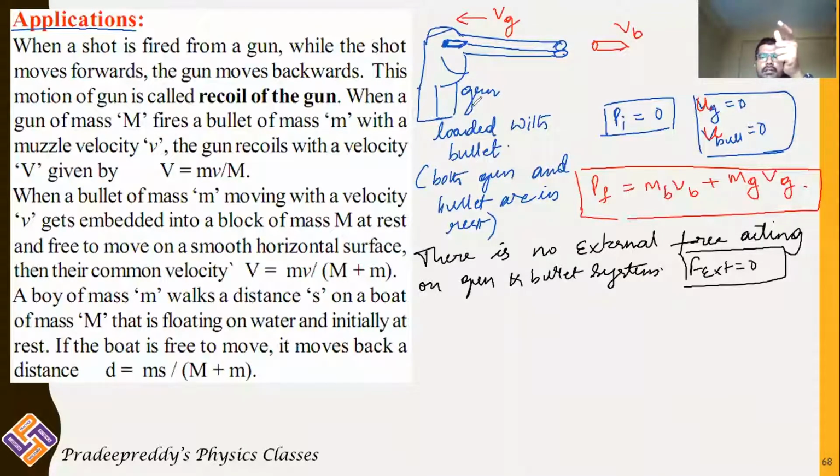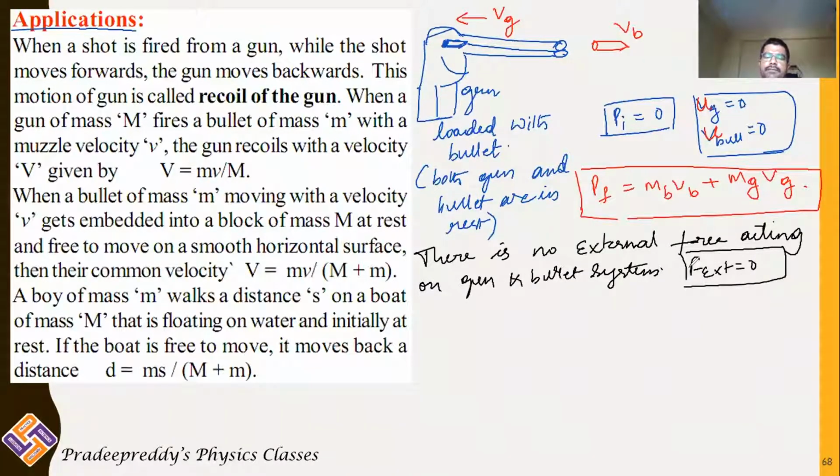You are just switching on the trigger. When you switch on the trigger, that is an internal force which is doing work. There will be a spring, and that spring will be doing some work. It will be pushing the bullet in forward direction. So that does not come under external force. That comes under internal force.